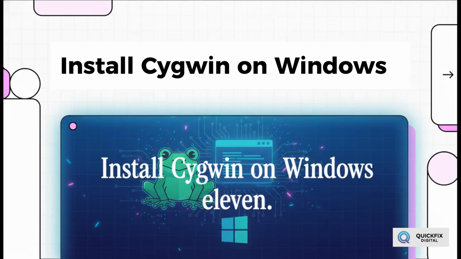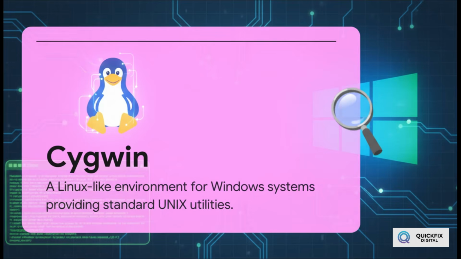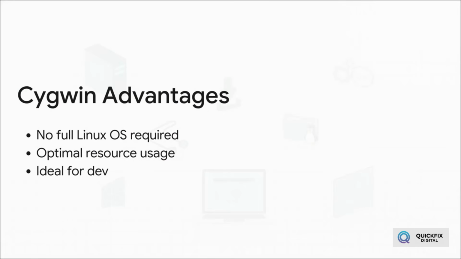Let's jump right into this explainer. Here's your step-by-step guide to installing Cygwin on Windows 11. Craving those powerful Linux commands without the hassle of booting up a clunky virtual machine? Enter Cygwin. It's a lightweight emulation layer, giving Windows that true Linux look and feel. It completely bypasses heavy resource-draining virtual machines, so your system stays fast and optimized.